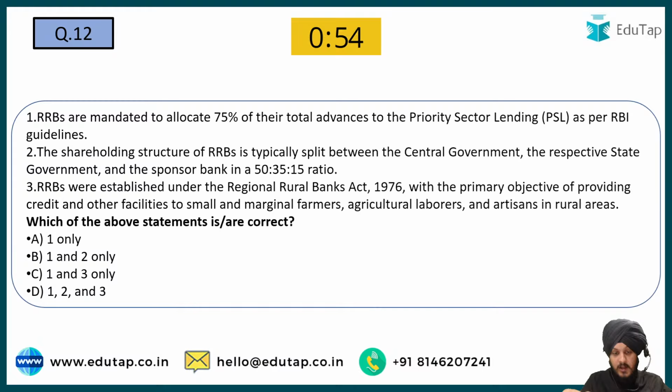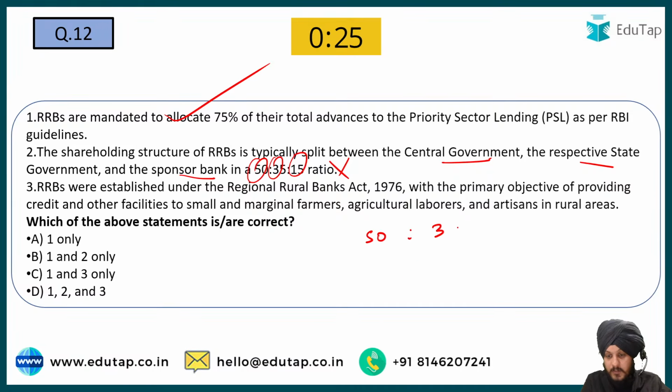C. Okay. So if we talk about regional rural bank, yes, this first point is correct, because this is their priority sector lending allocation as a part of it. Now this point says that the shareholding pattern of RRBs is split between the center, the state, and the sponsored bank in the ratio of 50:35:15. But this is a wrong ratio, because the correct ratio is 50:15:35, where 50 is the central government, 15 is the state government, and 35 is going to be the sponsored bank. तो ये गलत होगा, right?